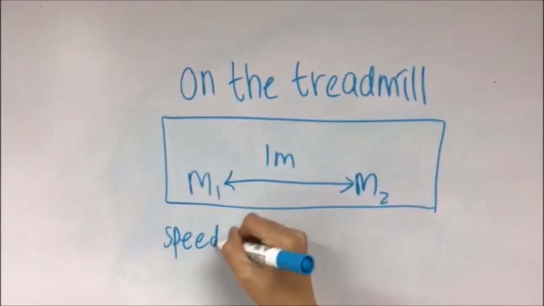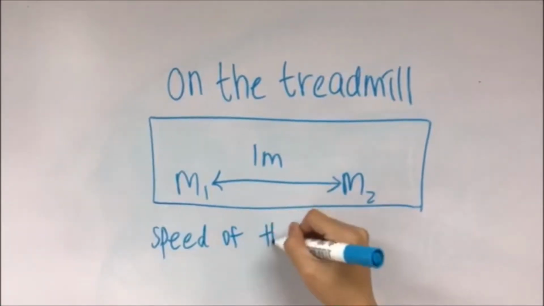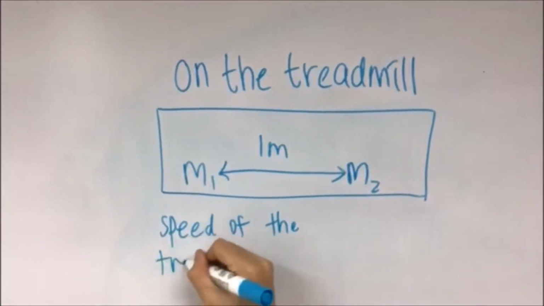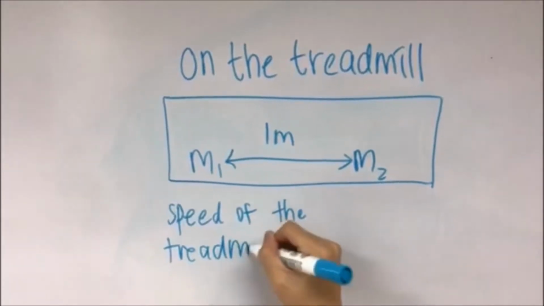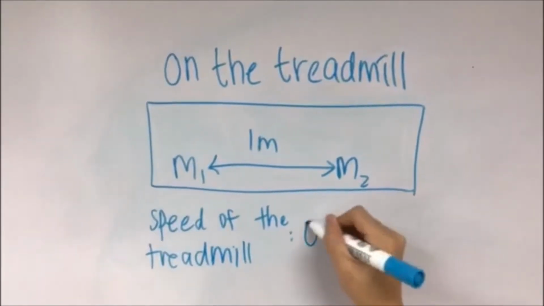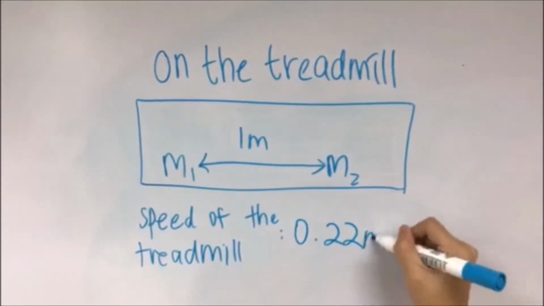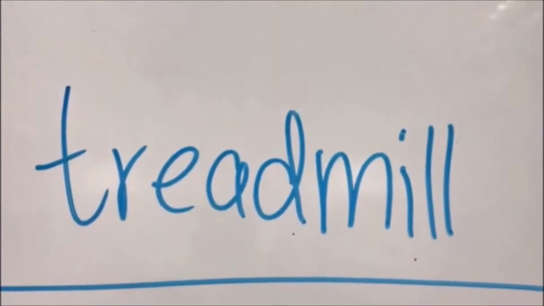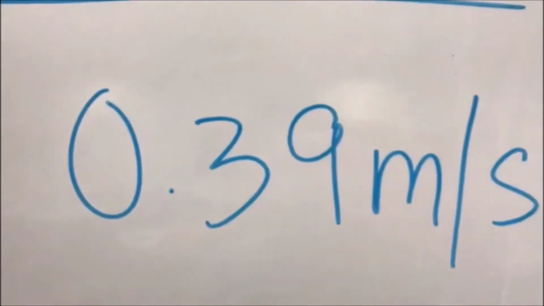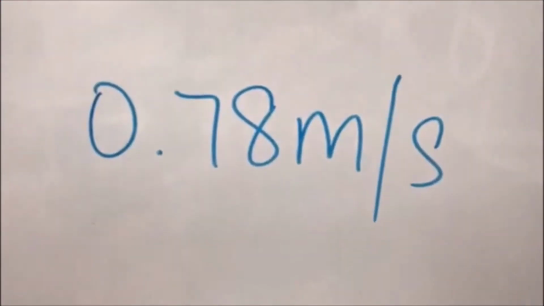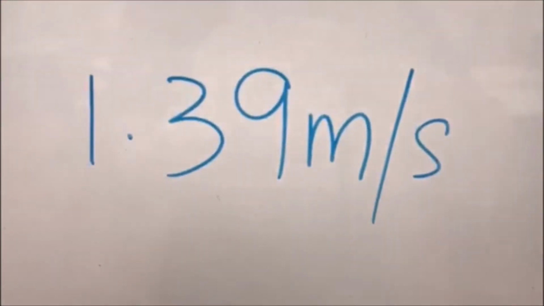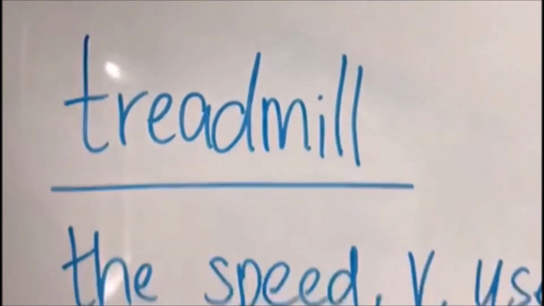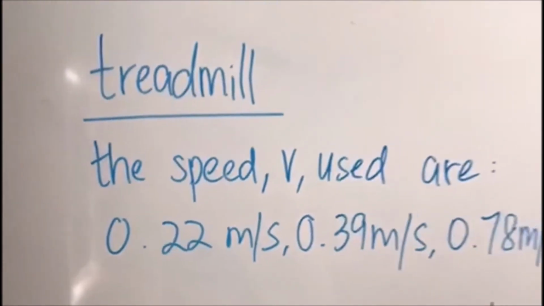We let the treadmill run with a constant speed of 0.22 meter per second to take the time taken from M1 to M2. By using the time taken, we are able to calculate the speed manually. This method is repeated by using the speed of treadmill 0.39 meter per second, 0.78 meter per second, and 1.39 meter per second. The graph is first divided into sections for easy calculations.